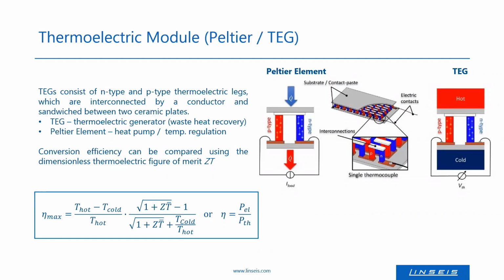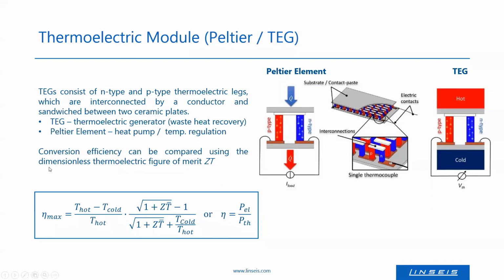These modules can either be used for the conversion of heat into electricity, then they are called thermoelectric generators, shortly TEG, or these modules can be used as a heat pump in order to create a heat flux. In this case, it is then called a Peltier element. Peltier elements are often used for temperature-sensitive applications, like in lasers or in laboratory environments, for example, in experimental setups.